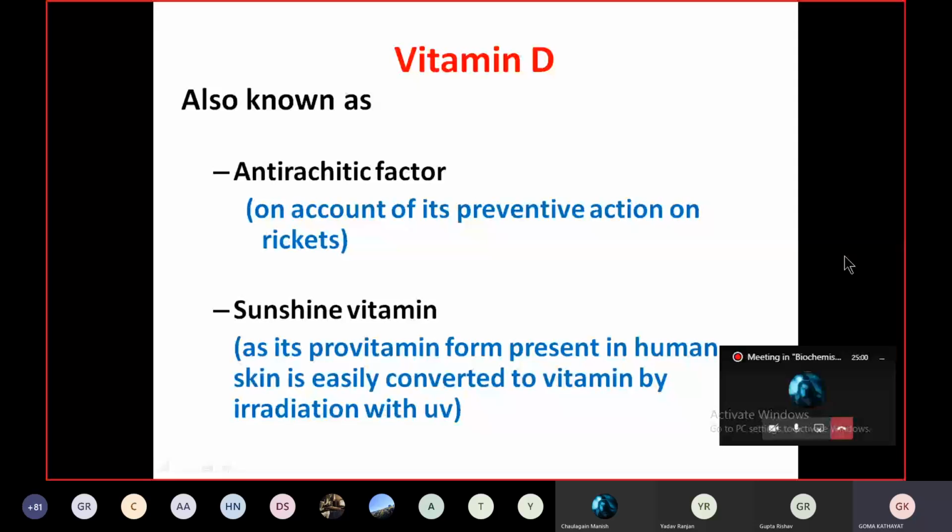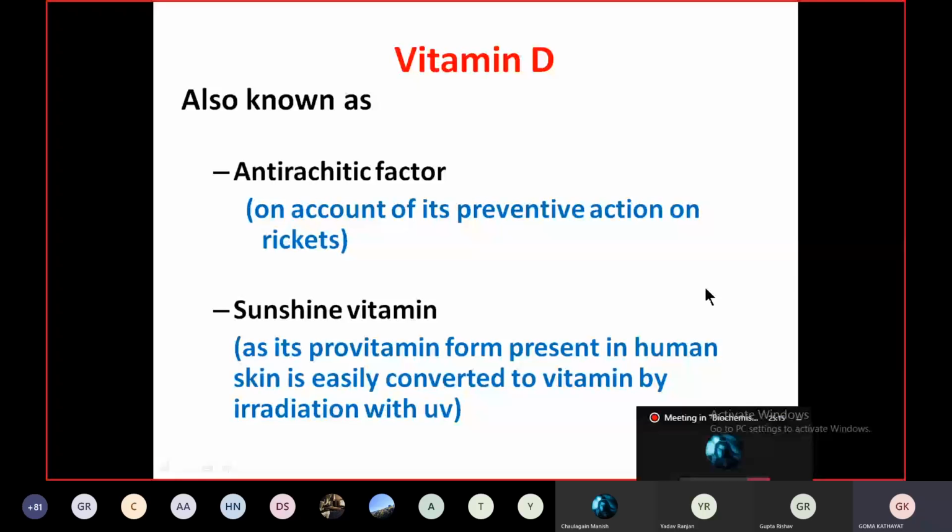And it is also known as the sunshine vitamin because vitamin D is synthesized in the presence of sunlight, UV rays. Its provitamin form is 7-dehydrocholesterol, which is the intermediate during the synthesis of cholesterol. That is the main precursor for the synthesis of vitamin D. The provitamin form present in the human skin is easily converted to vitamin D by irradiation with UV. So we'll be studying how vitamin D is synthesized in the skin in the presence of sunlight.